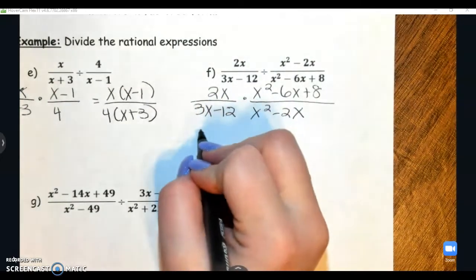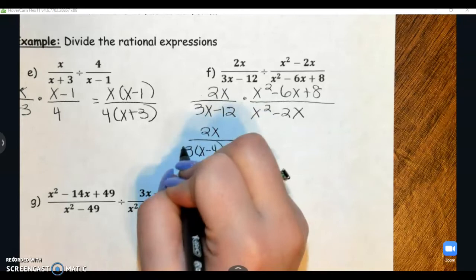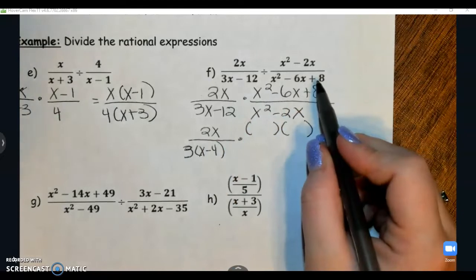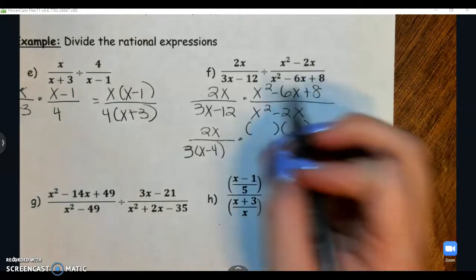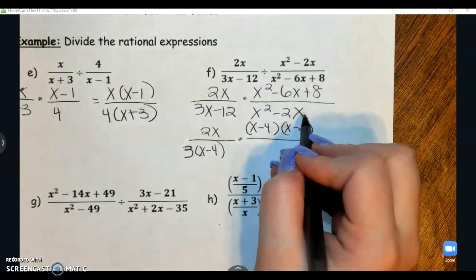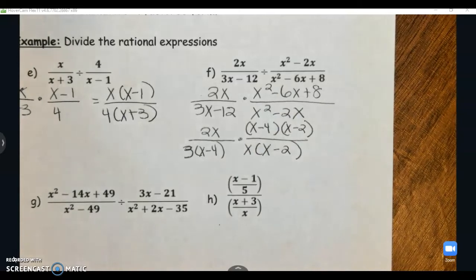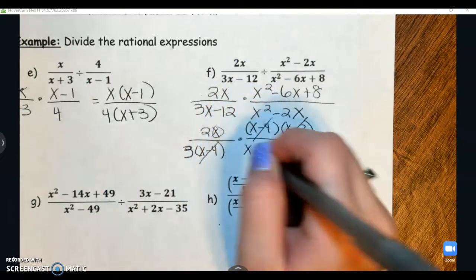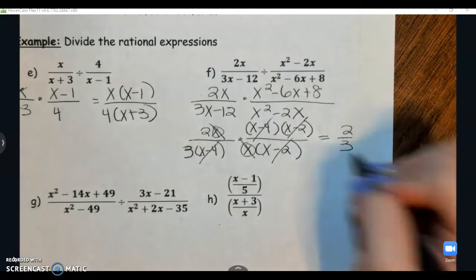So on the first one, can't simplify in the top, GCF in the bottom, times, this is a trinomial. I'm looking for factors of positive 8 that add to negative 6. And that is going to be negative 4 and negative 2. And then in my denominator here, we take out a GCF. All right. Now, let's cancel. X minus 2, x minus 2, x minus 4, x minus 4, x, and x. So this one is actually going to leave us with 2 over 3.